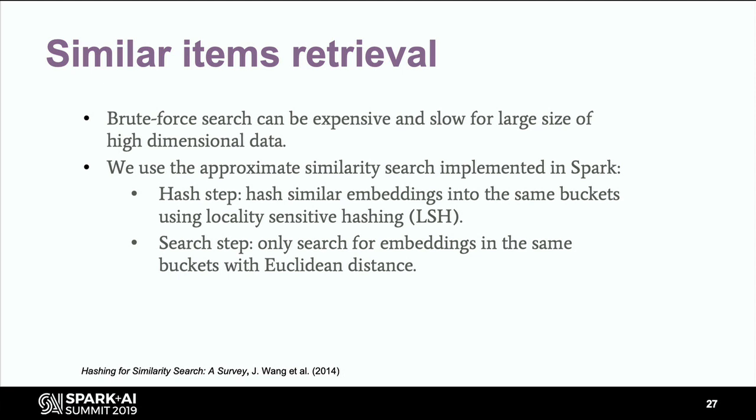We found that in Spark, there's a nice implementation for approximate similarity search based on locality sensitive hashing. What that means is that it has two steps. The first step is to hash similar embeddings into buckets, so you don't have that many candidates to compute a Euclidean distance for once you have hashed the embeddings into buckets. The second step is that you only take the embeddings in the same bucket, compute the Euclidean distance, and do the sort and so on.